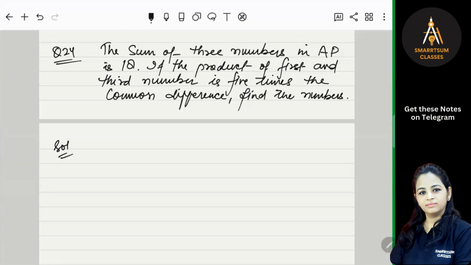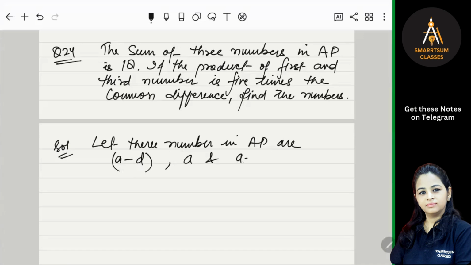So now look at this question. In this question, the sum of three numbers in AP is 18, and if the product of first and third number is 5 times the common difference, find the numbers. So as we know, whenever we have to assume three numbers in AP, we make use of that table. Let the three numbers in AP be A minus D, A and A plus D.